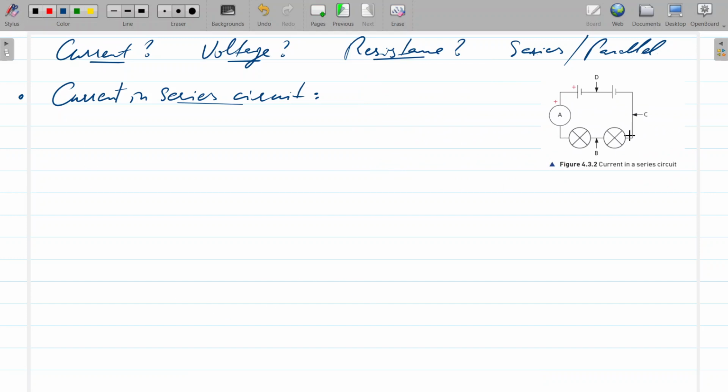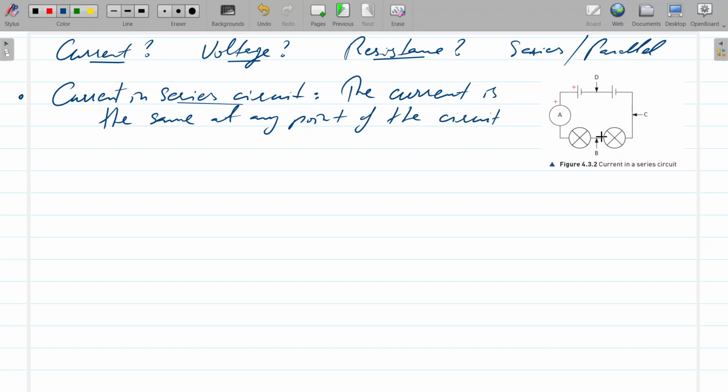So that is an image of a circuit set out in series. And so how do we know the current, the amperes? As you can see from the arrows pointing in a series circuit, the current is the same at any point of the circuit.